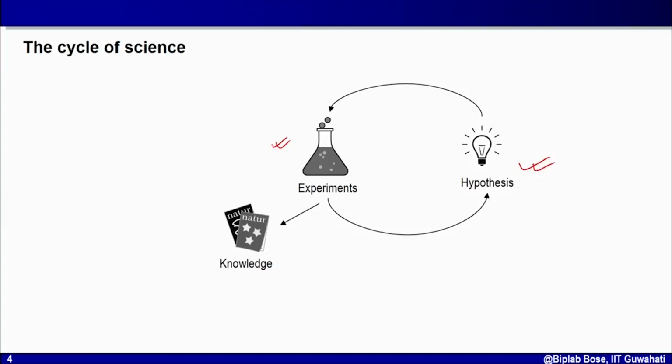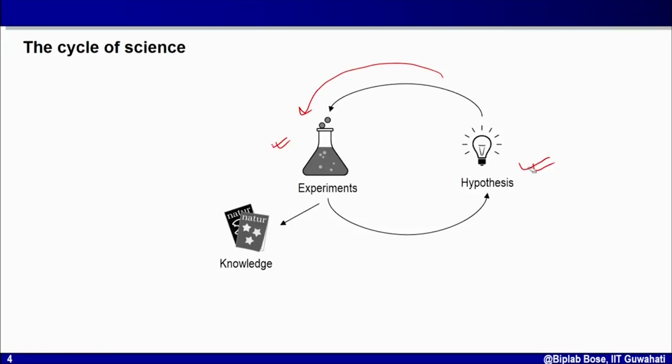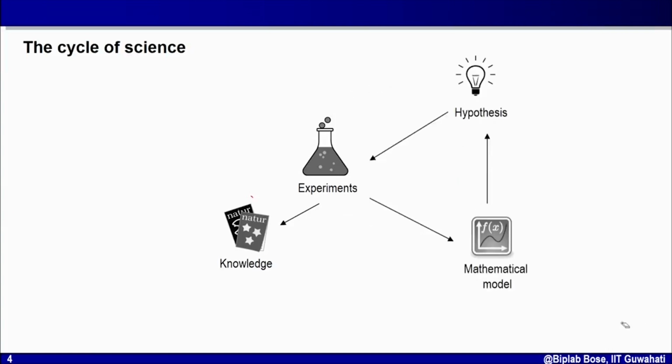Now, once you have created the hypothesis, you go back again to the experiment, and design a new experiment to test this hypothesis. This cycle from experiment to hypothesis keeps on happening. And eventually, what we get is knowledge about the system. So this is a cyclic process of scientific endeavor. A mathematical model fits just there.